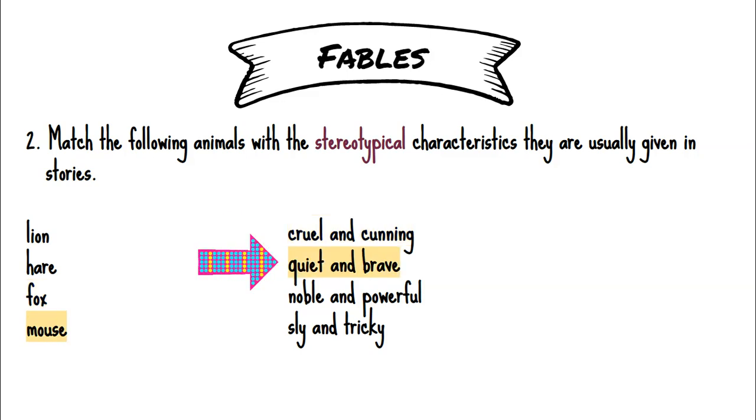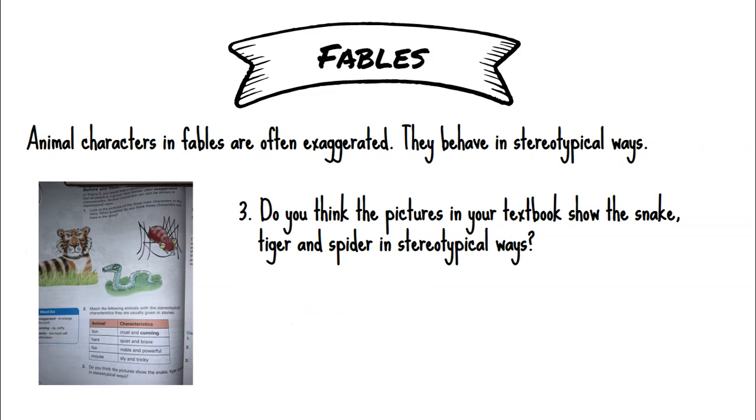And then we have the mouse. The mouse, usually in traditional fables, might be a more quiet character, perhaps not the main character, but always very brave. Like remember the story of the mouse who frees the lion from the net. Quiet, unassuming, but very brave, and steps up to the plate to save the day sometimes.